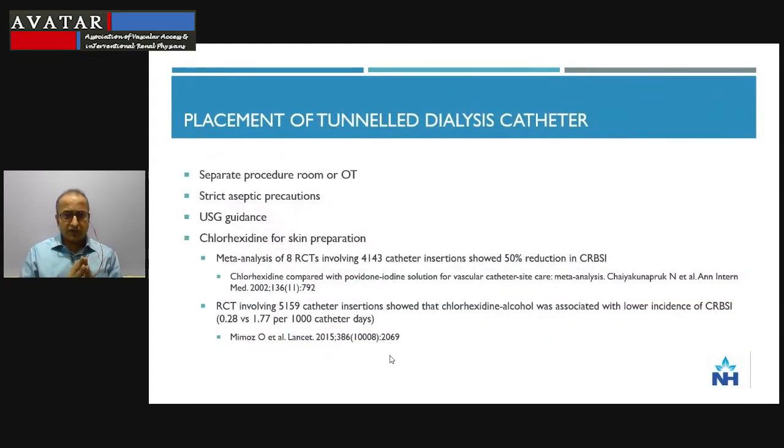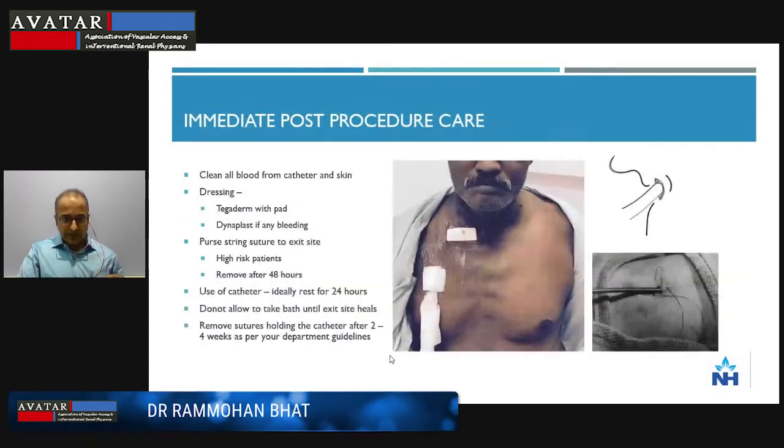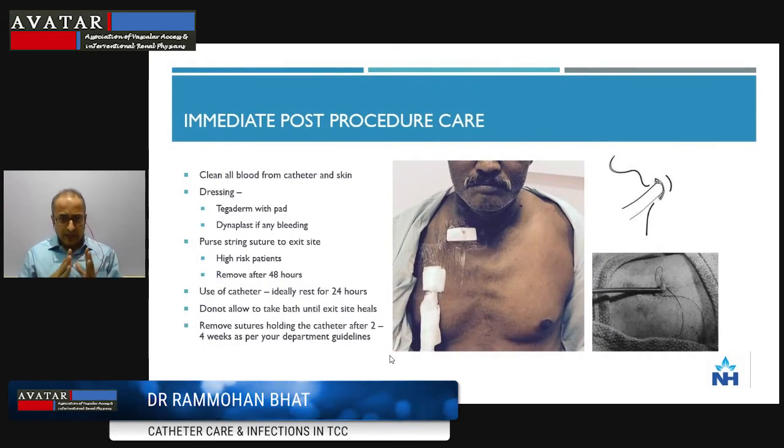So always do the procedure in a dedicated procedure room or operation theater, with strict aseptic precautions, ultrasound guidance, and most importantly, use chlorhexidine. Multiple studies have shown that 2% chlorhexidine reduces the risk of catheter infections by more than 50% as compared to povidone iodine. So always use chlorhexidine. And after the procedure, do not use Dynaplast. Use Tegaderm as much as possible. Use Dynaplast only if there is excessive bleeding.